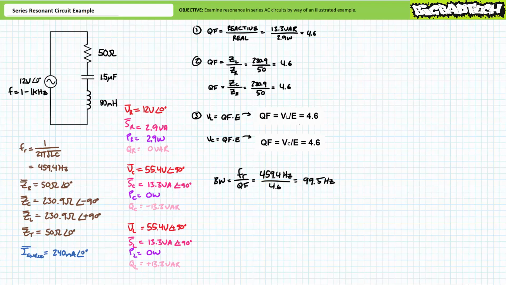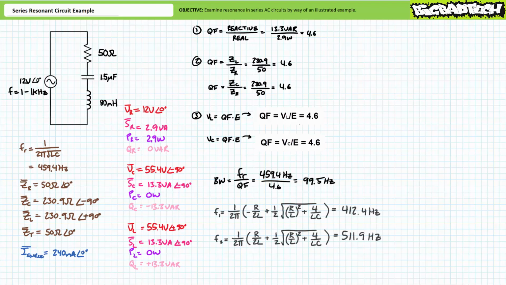If this circuit had a quality factor of 10 or greater, we could assume the lower and upper half power frequencies are symmetrically distributed about the resonant frequency, but we can't, and we've got to use some really awkward formulas to determine these values. Substituting our given values into these ponderous beasts, we obtain a lower half power frequency of approximately 412.4 Hz and an upper half power frequency of approximately 511.9 Hz. You'll note the span of frequencies between the upper and lower half power frequencies presents a bandwidth of 99.5 Hz as we calculated previously using far simpler methods.